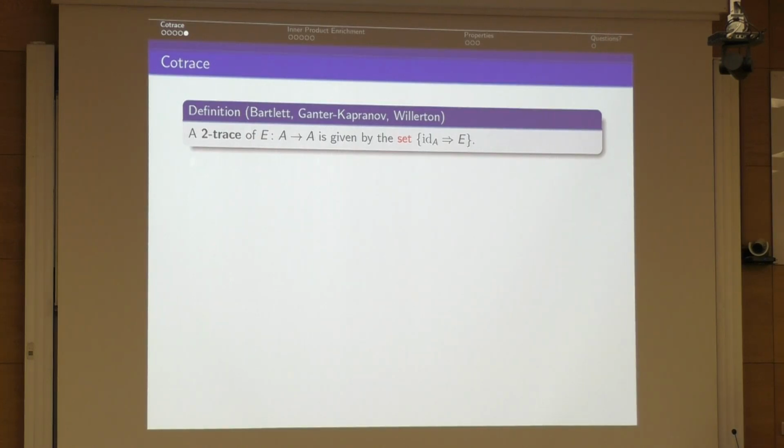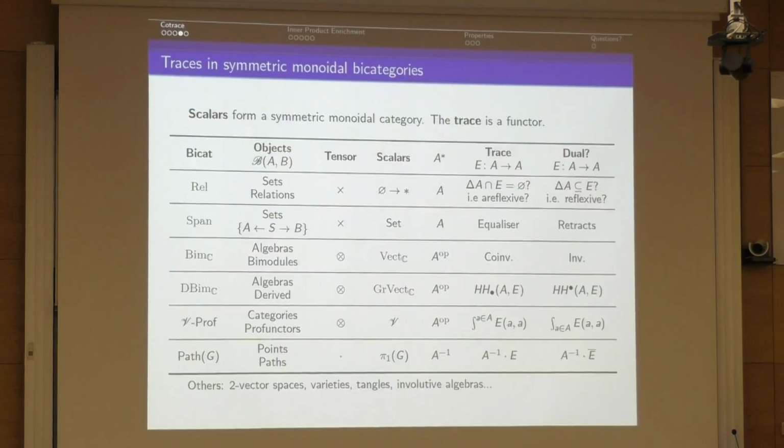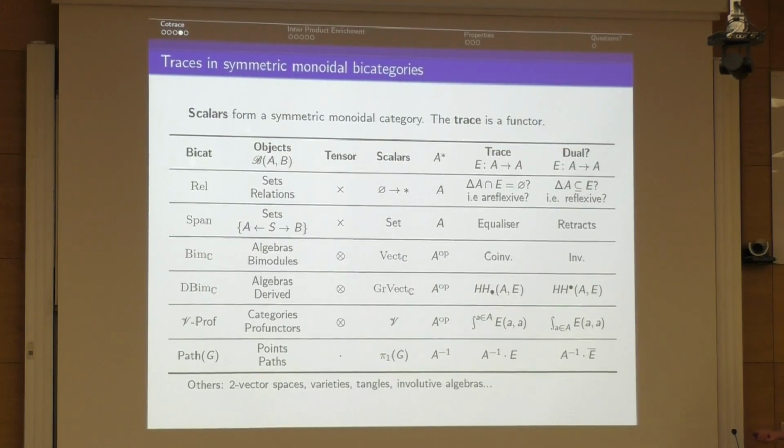So Simon and Bruce Bartlett and Ganter and Kapranov had an approach to this, which is where you say, well, we're working in a 2-category or a bicategory. So we can consider the set of maps from the identity into any endomorphism. And generally speaking, when you think about this thing, you get the right kind of dual notion. So in the case of bimodules, what you get is the set of invariants. But the set of invariants should really have a vector space structure. It should be a scalar.